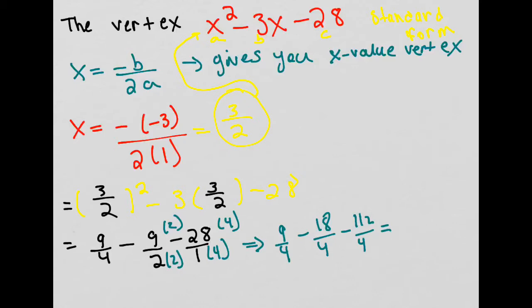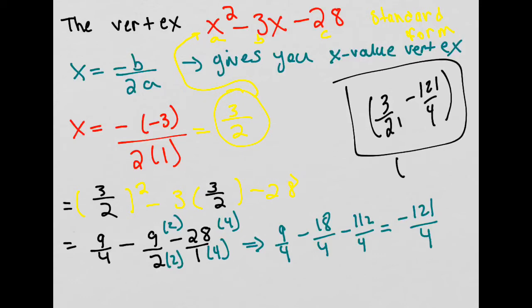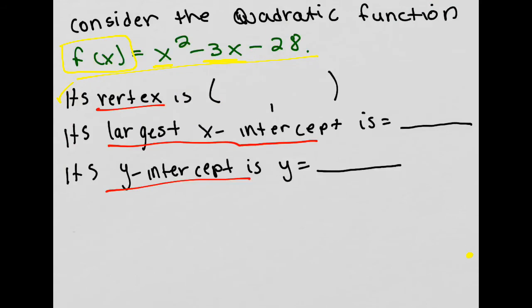Continue to simplify. So now I'm going to do one fraction at a time. I have 9 minus 18 minus 112 gives me negative 121 over 4. So if I'm putting my answers together, the x value of the vertex is 3 over 2, and the y value is negative 121 over 4. Okay, and this is my vertex. Remember, it's a point x, y. I'll go ahead and put that in my answers right here. Already forgot it. 3 over 2. 3 over 2. Negative 121 over 4.